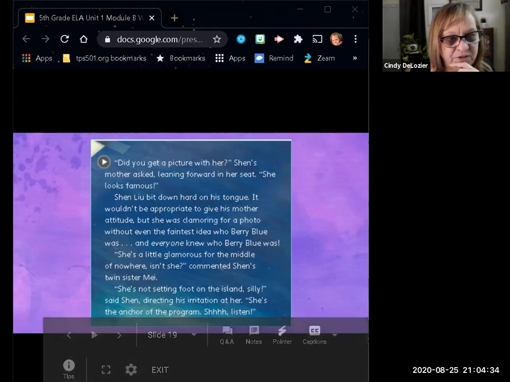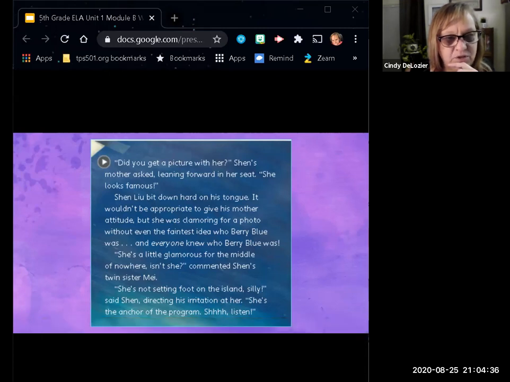Did you get a picture with her? Shen's mother asked, leaning forward in her seat. She looks famous.